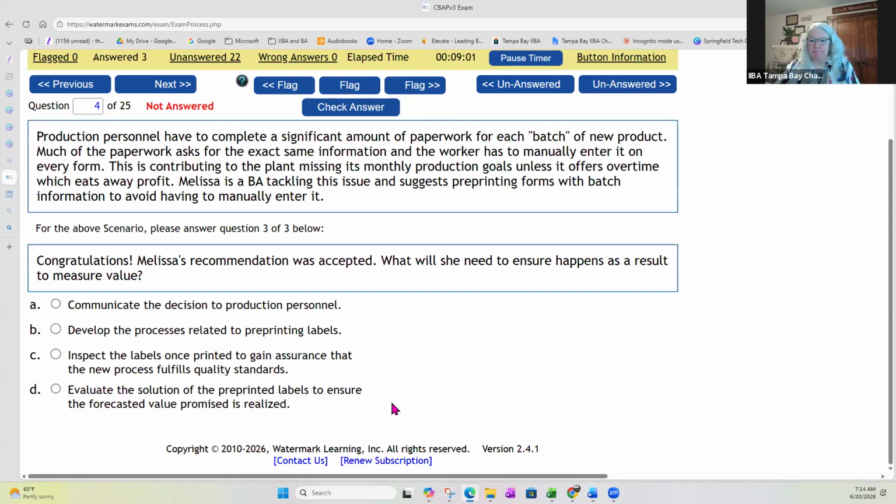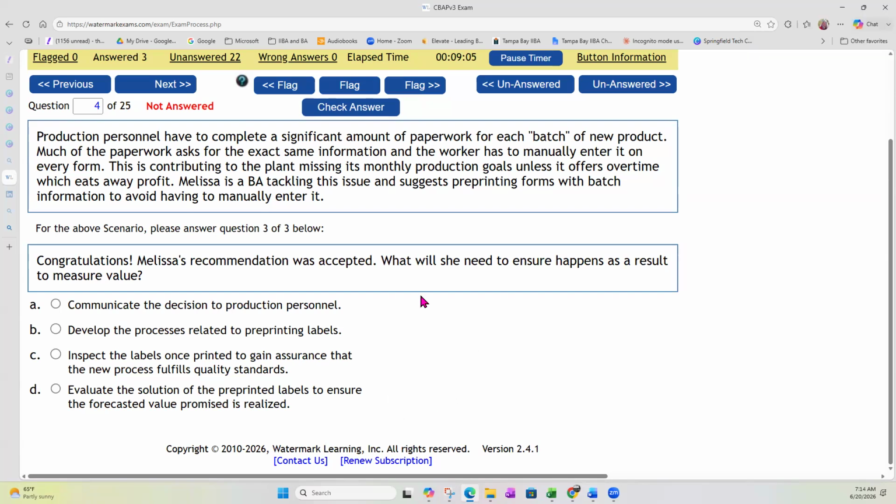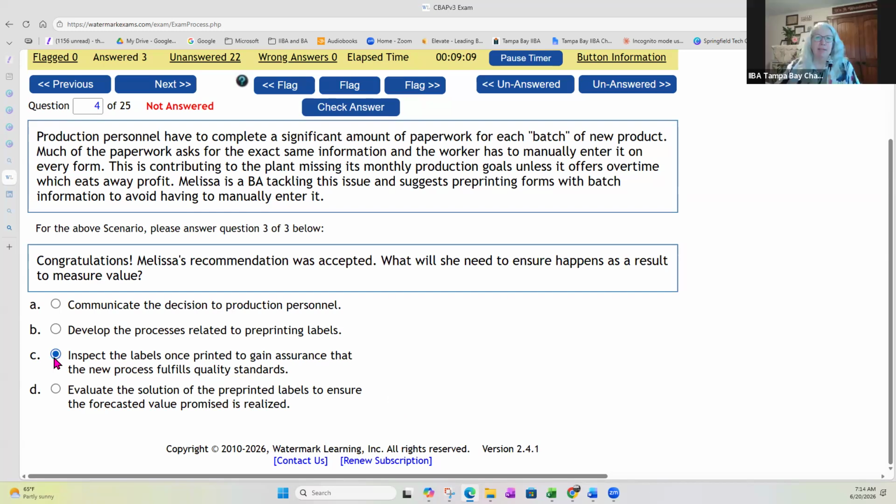What do we think? I will go with C for Canada. Okay. I need a second vote.